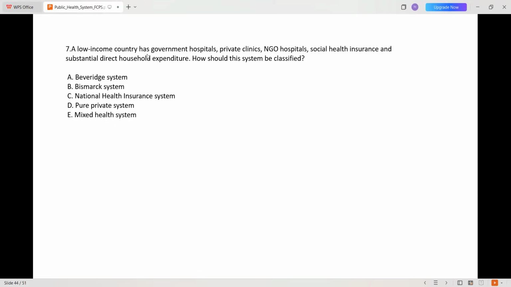MCQ number 7. Low-income countries have government hospitals, private clinics, NGO hospitals, social health insurance, and substantial direct household expenditure. How should the system be classified? A, Beveridge system, B, Bismarck system, C, national health insurance system, D, pure private system, E, mixed health system. E is the right option, mixed health system.